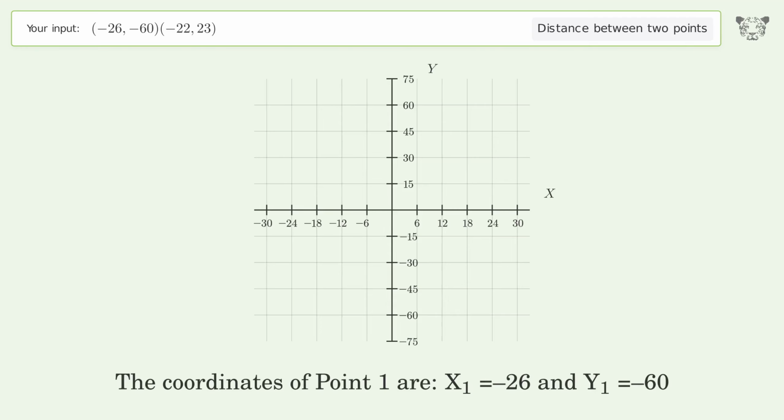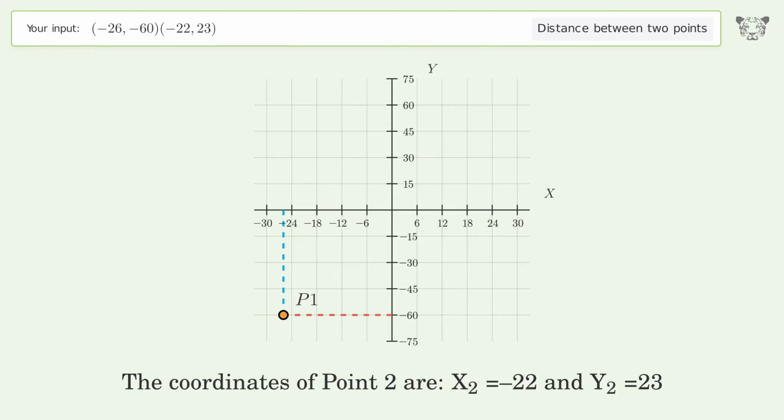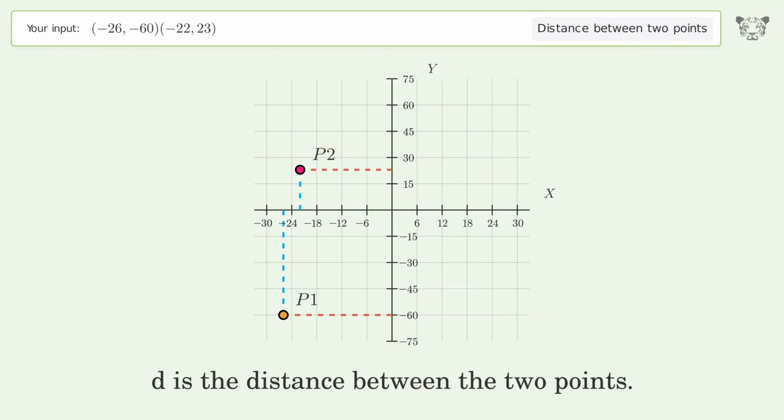The coordinates of point 1 are x1 equals -26 and y1 equals -60. The coordinates of point 2 are x2 equals -22 and y2 equals 23. D is the distance between the 2 points.